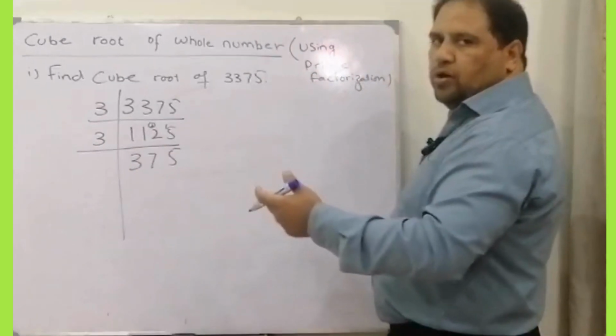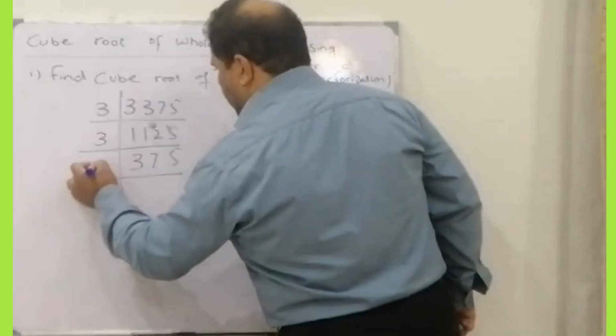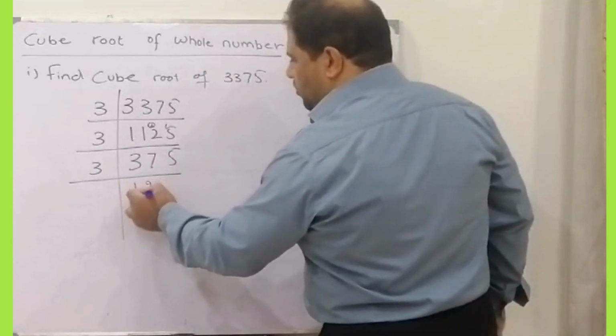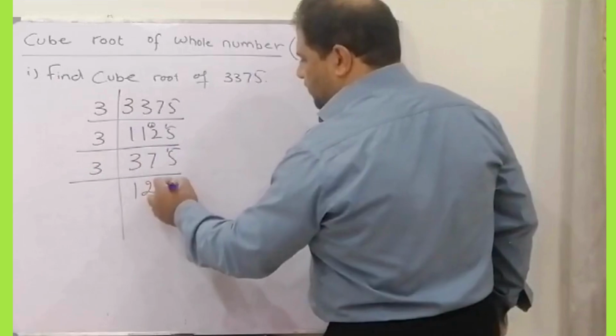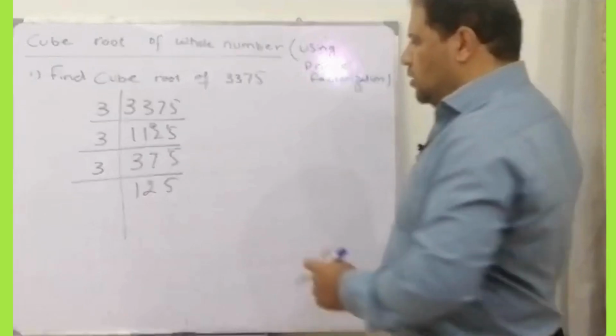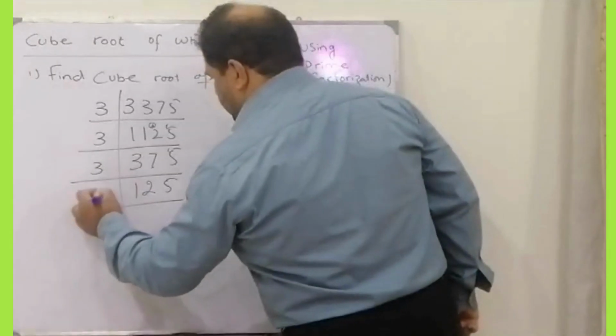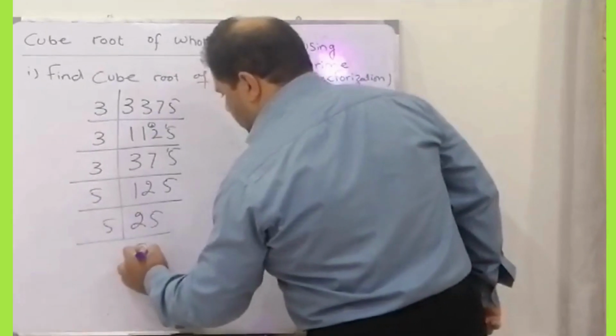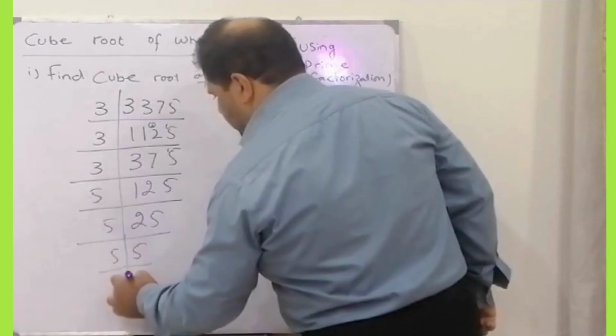This is how you do the direct division. Again, 3 ones are 3, and 75, it's a simple value, so 3 twos are 6, 1 is the remainder, 3 fives are 15. Now we can see that we cannot divide 125 with 3, so we will start with 5. 5 twenty-fives are 125, 5 multiply 5, and again 5 ones are 5.